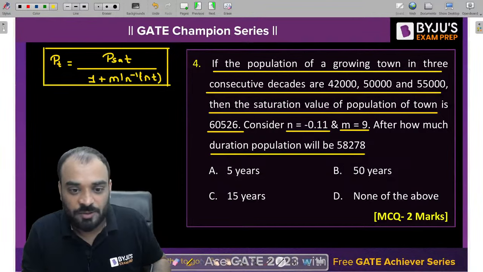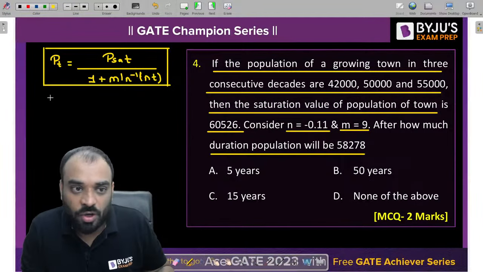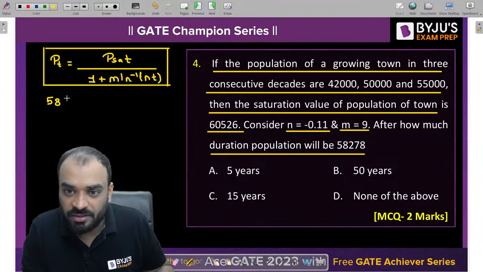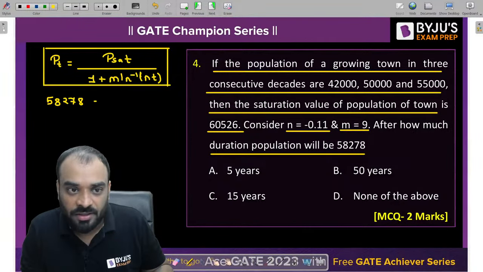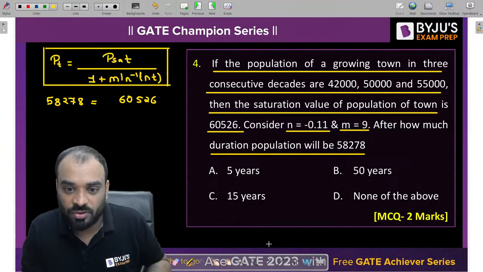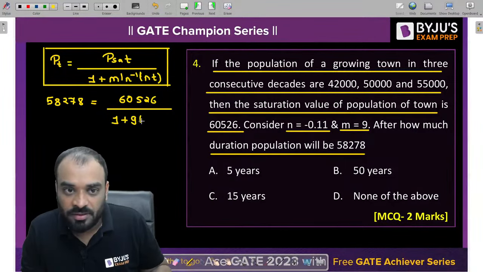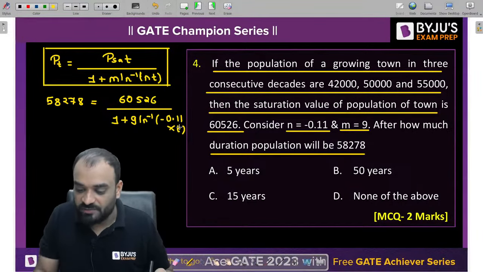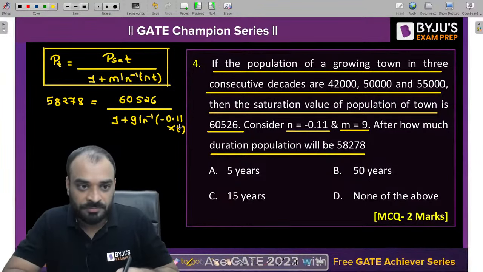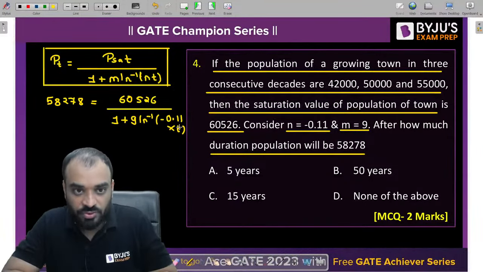Okay sir. Now let's put the values over here. Pt is equal to how much? They have already mentioned, it is 58278, and the saturation population is equal to how much? 60526. Rest of the things we have to put again, guys. 1 plus m, where m is equal to 9, ln inverse n is minus 0.11 into t. Now our task is to calculate the t value. Okay, let's do it. 60526 divided by 58278.